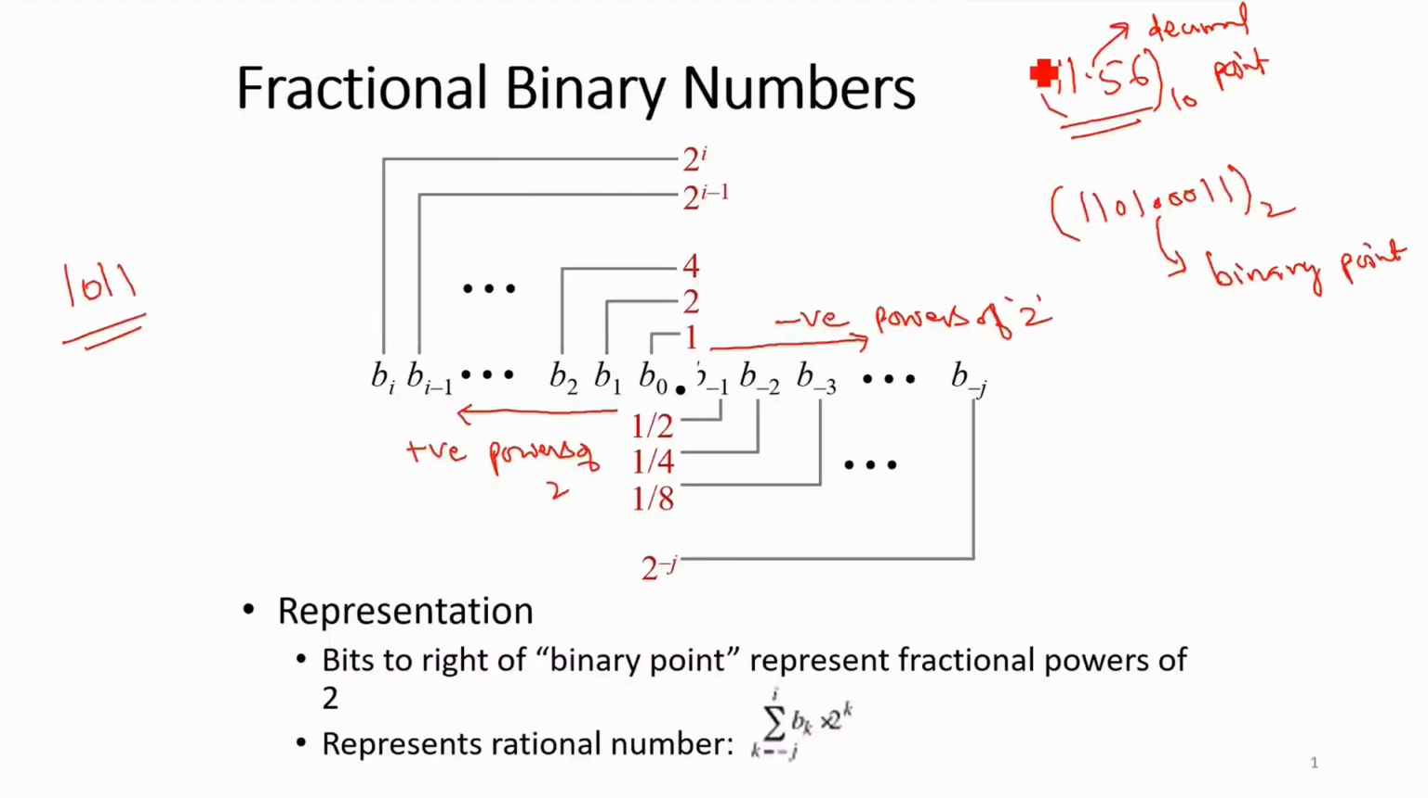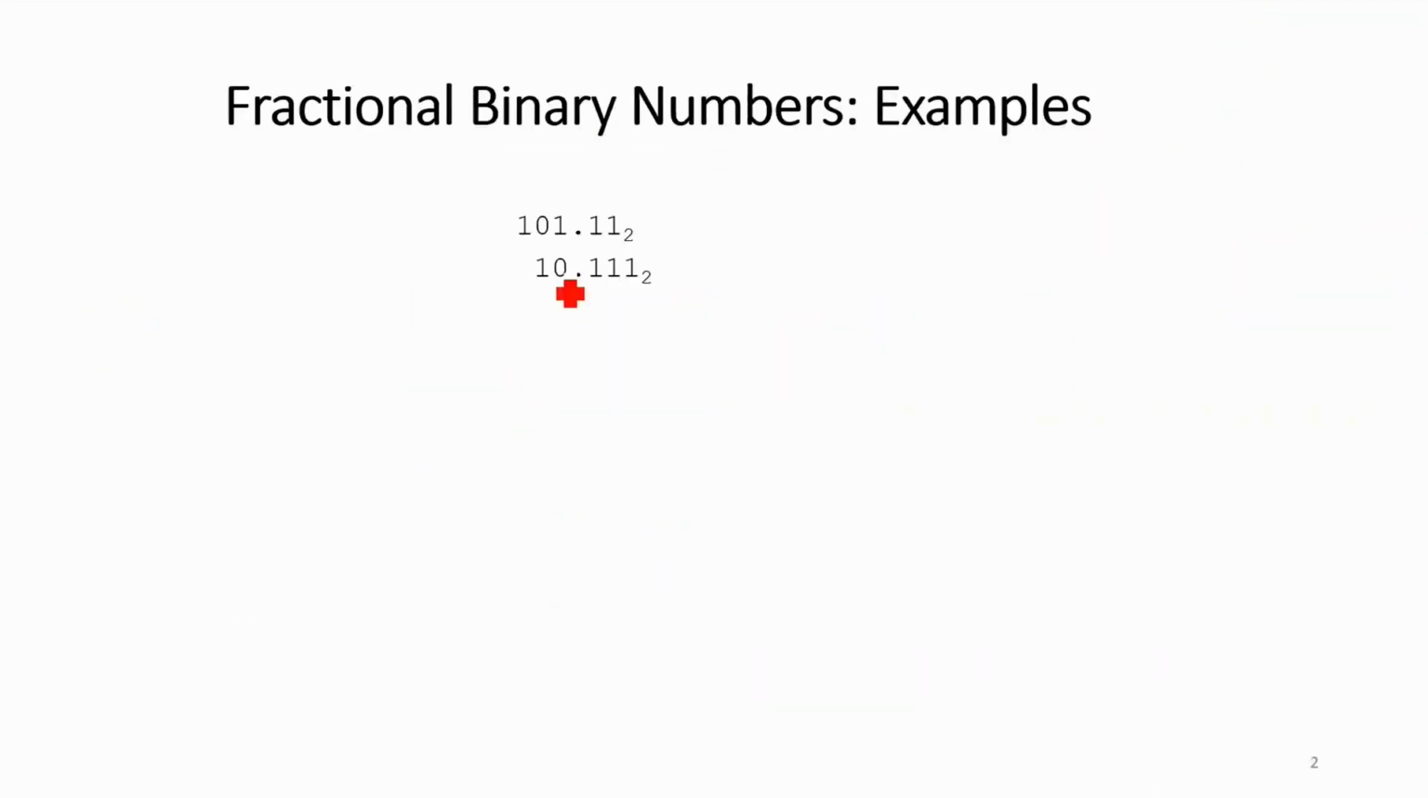So here the representation is: bits to the right of the binary point represent the fractional powers of 2, and in terms of numbers you can represent it like that. That we have already seen. Some examples we will see, like 101.11. This is an example of a binary number. Next is also a fractional binary number, and this is another one that represents a fractional binary number.